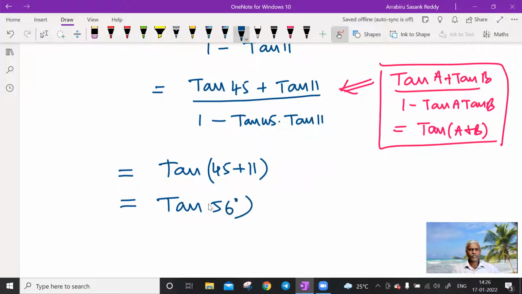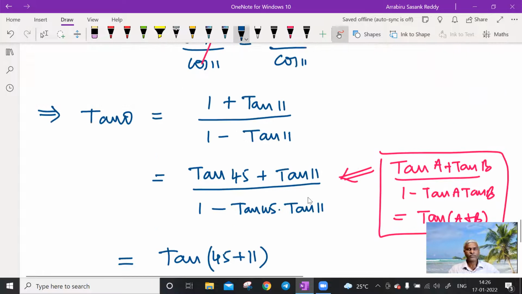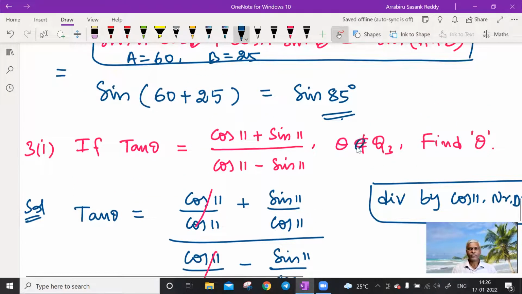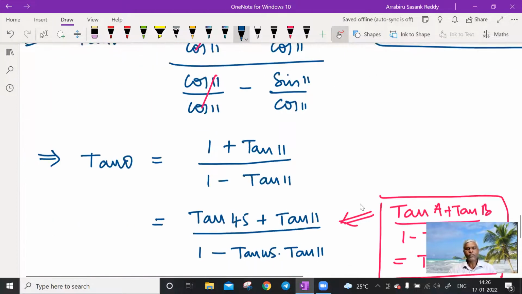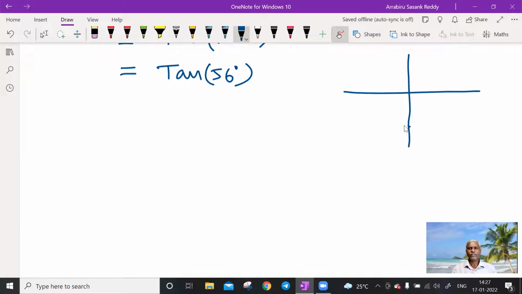Tan 56 degrees, but the condition is that theta is not in the first quadrant. Theta is in the third quadrant. The question says the angle belongs to the third quadrant, so we have to find the angle in the third quadrant. So this is Q3.